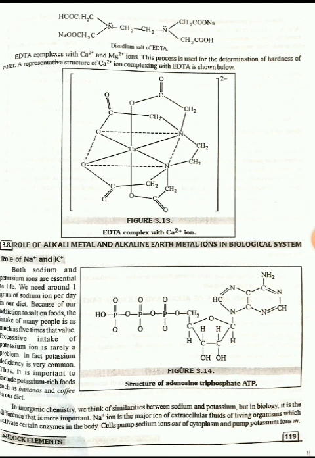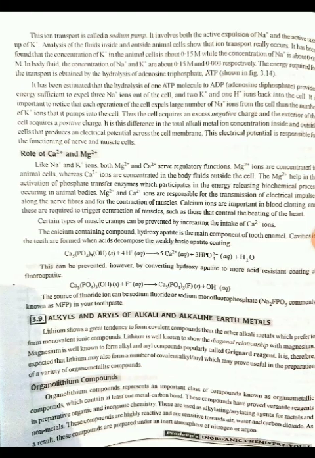the body. Cells pump sodium ions out of the cytoplasm and pump potassium ions in. This ion transport is called the sodium pump. It involves both the active expulsion of Na+ and the active uptake of K+. Analysis of the fluids inside and outside animal cells shows that ion transport really occurs.